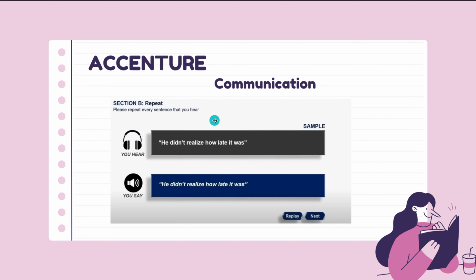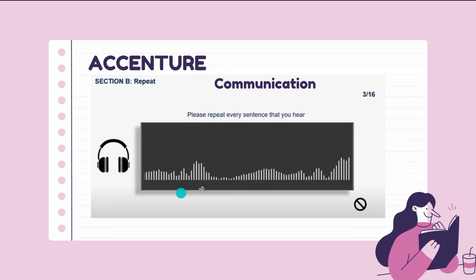In section B, you should repeat. You will get a voice like: he didn't realize how late it was. Then that is the sample one. They will first give you a demo of how to do it, then you have to repeat that. Okay, he did not realize how late it was. Like this, you are going to hear a voice, then you should repeat it. Please repeat every sentence that you hear. You will get 16, so perform well.